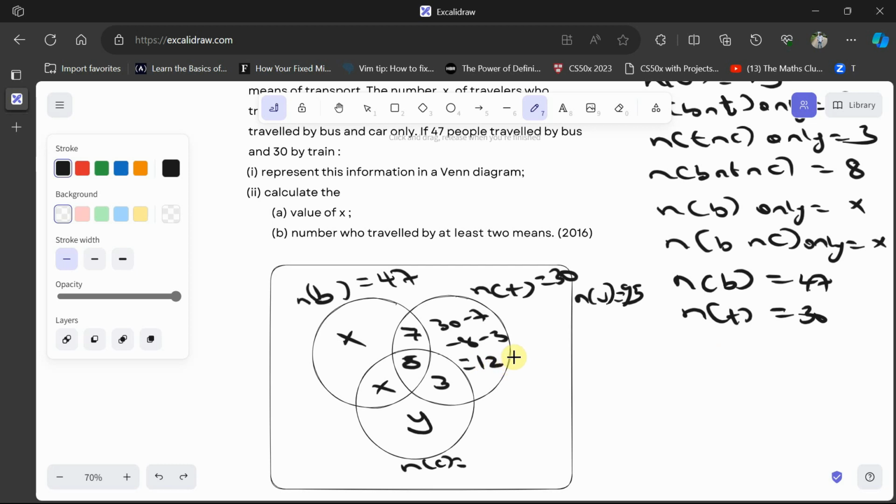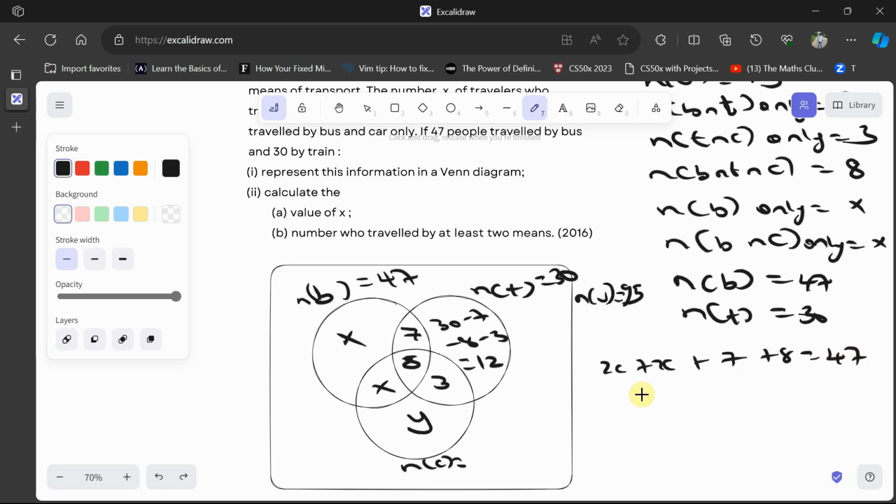Now what can we do first? If I look at this first circle, this is x, this is x. So if I do x plus x, that will give me 2x, and 7 plus 8 will give me 15. Remember, this total circle is everyone who traveled by bus, whether bus and something else, it does not matter. And that number is equal to 47, so I can use that to find the value of x. So x plus x plus 7 plus 8 should give me 47.